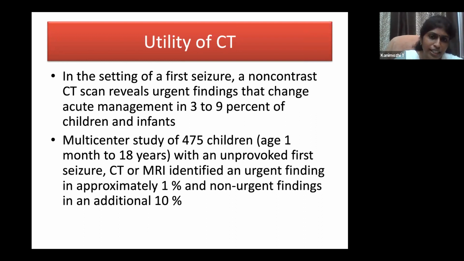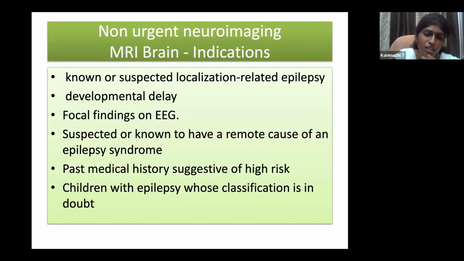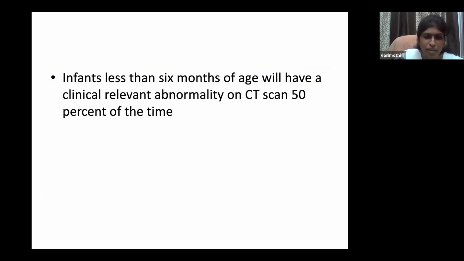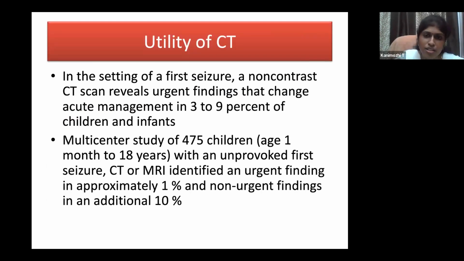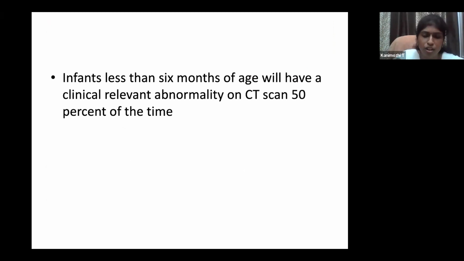Thinking of the utility of CT in the first seizure, which includes both provoked and unprovoked seizures: in any first seizure, CT can find some 3 to 5% of acute findings which are clinically significant. But in an unprovoked first seizure, only approximately 1% had urgent findings and 10% had non-urgent findings. Less than 6 months of age is a special group, where admission and evaluation is always indicated. They can have clinically relevant abnormalities 50% of the time on CT scans.